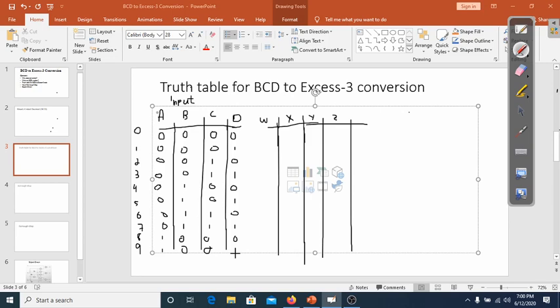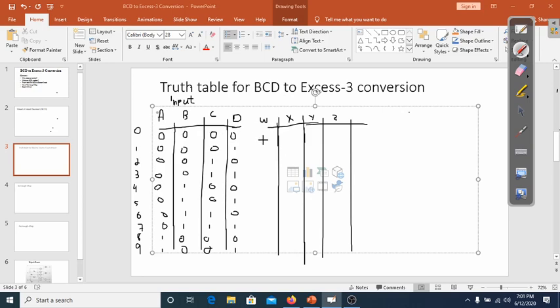In the previous lecture we talked about the don't care condition. We have 4 bits, so we have 2 raised to power 4, which is 16 combinations, but only 10 are used. The remaining 6 combinations we will use as don't care. For the Excess-3 output, I will add 3 to the BCD code.